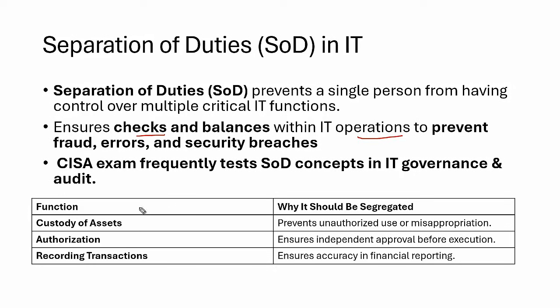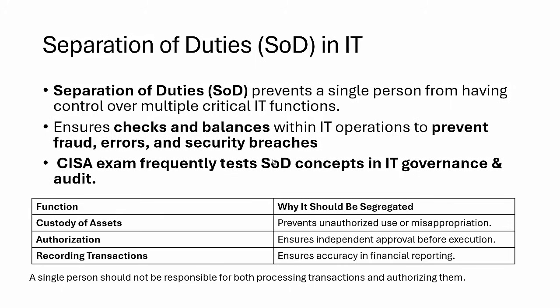And we have some functions where things need to be segregated, like custody of assets, to prevent unauthorized use or misappropriation. So that needs SOD. Authorization ensures independent approval before execution, and we make sure we record all the transactions. That is part of the functions. So a single person should not be responsible for both processing transactions and authorizing sign-off.